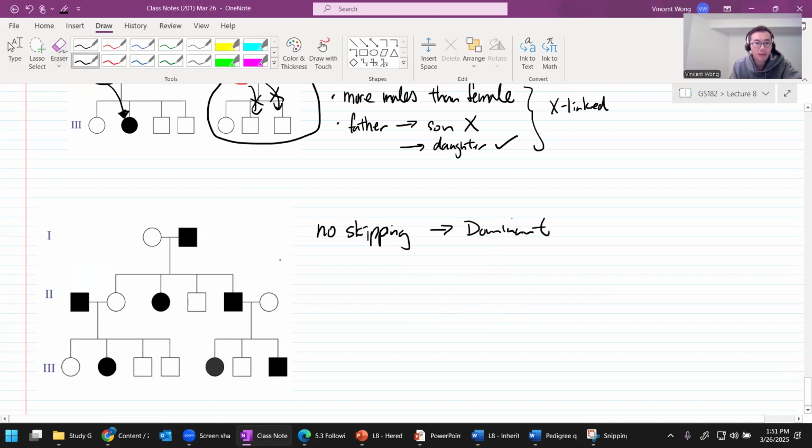Now, how many males? One, two, three, four. Four males, three females. You can say more males than females. But the real thing that tells me this is not X-linked is the father to son transmission. Is father to son possible for X-linked? What did I say earlier? Father to son is not possible, right? So that means this must be autosomal. Autosomal dominant.